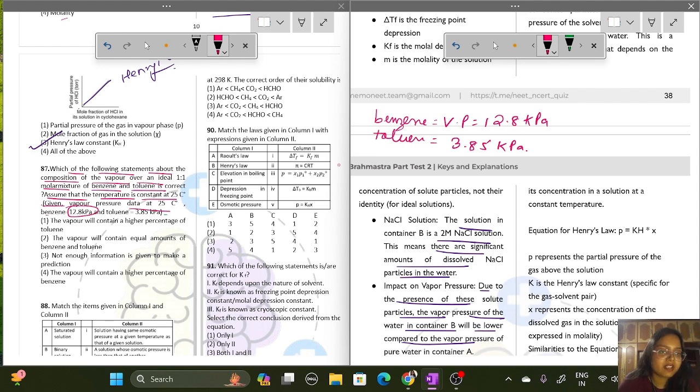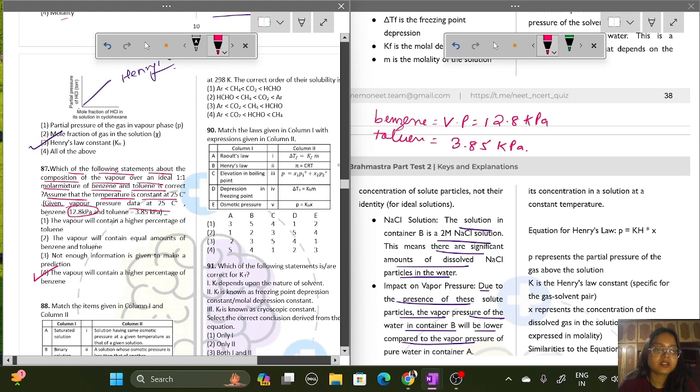The first option says the vapor will contain a high percentage of toluene. The second says the vapor will contain equal amounts of benzene and toluene. Third, not enough information is available, and the fourth option says that the vapor will contain a higher percentage of benzene. So option 4 will be the correct option. The vapor will contain a higher percentage of benzene.